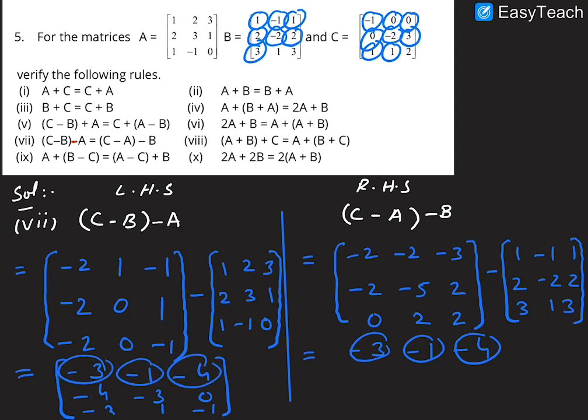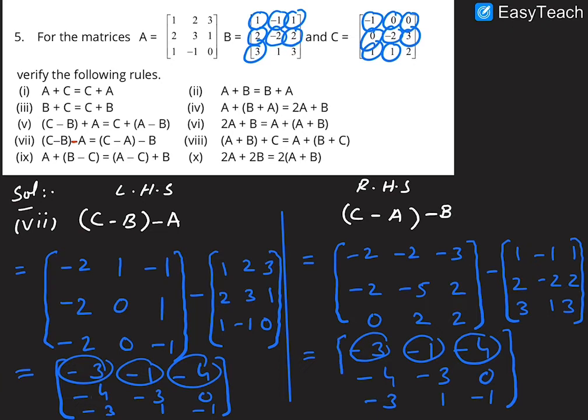First row is coming same. Minus 2 plus 2. Minus 2 and minus 2 is minus 4. Minus 5 plus 2 will be minus 3. And 2 minus 2 will be 0. This row is also same. 0 minus 3 is minus 3. Here also we have minus 3. So 2 minus 1 will be 1. And 2 minus 3 is minus 1.